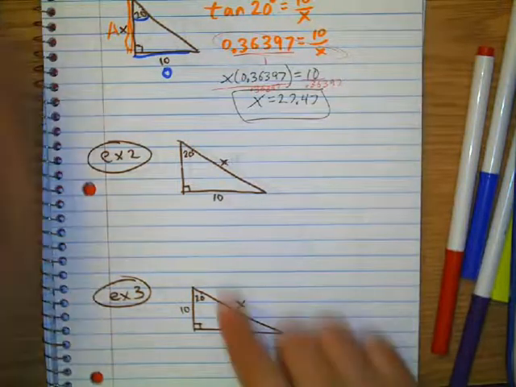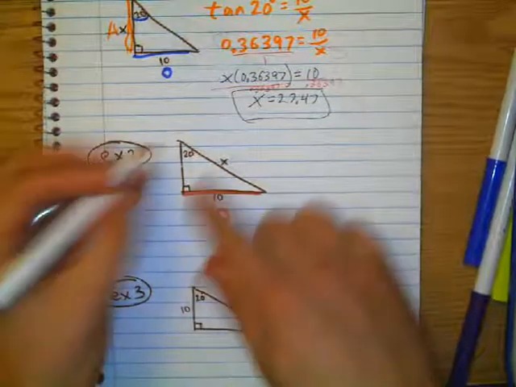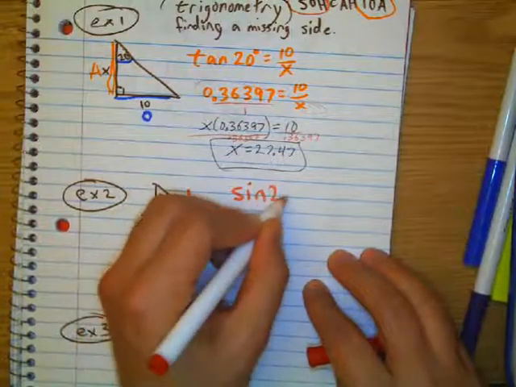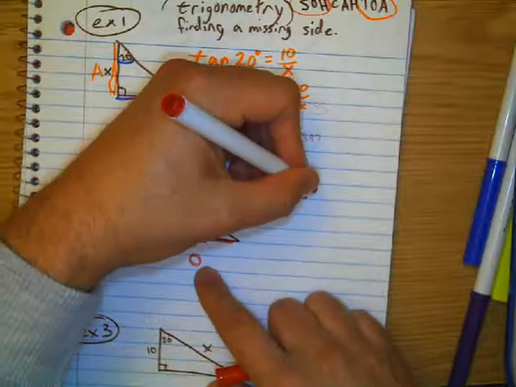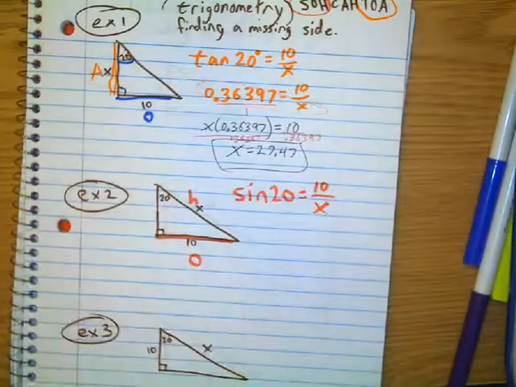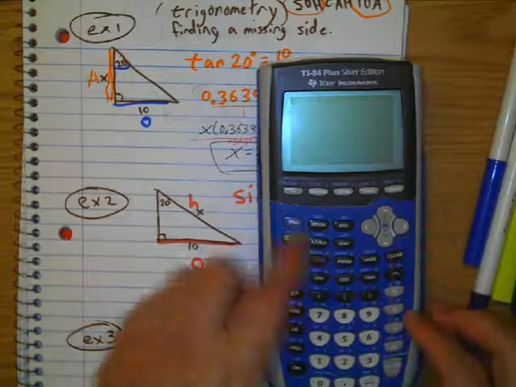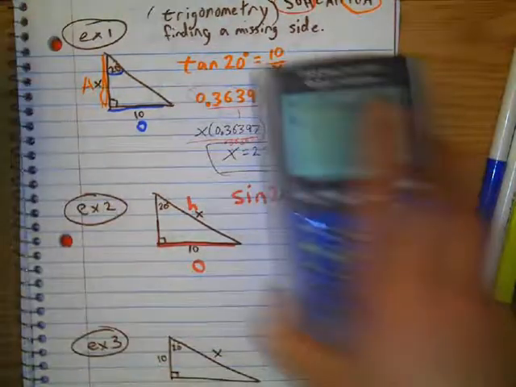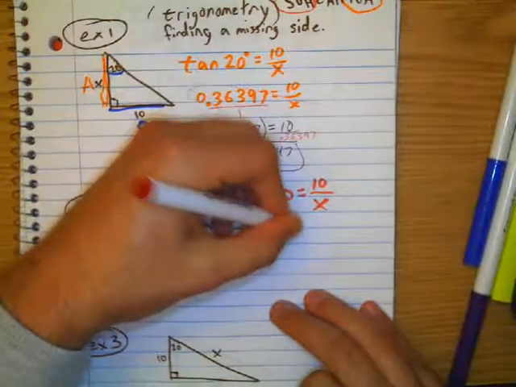We've got the opposite side, and we've got the hypotenuse. So which one has opposite and hypotenuse? It's sine. So I'm going to write sine 20 degrees equals opposite over hypotenuse, so 10 over x. I could use my calculator, sine 20, and I'm going to get 0.342. So 0.342 equals 10 over x.